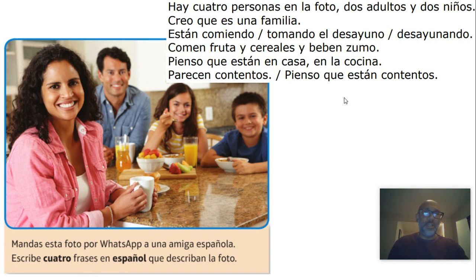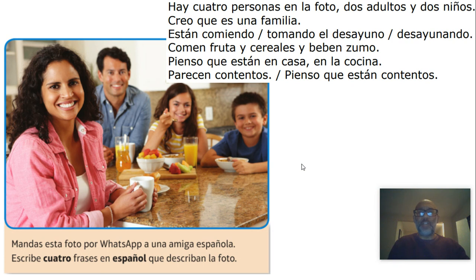Other ideas, so we've mentioned what you can see. You can use hay, there is, for anything you can see. For example, hay zumo, there is juice. Hay cereales, there is cereal. Hay fruta, there is fruit. Hay una mesa, there's a table. Hay una silla, or hay sillas, there are chairs. So again, even though you can't necessarily see all the chairs, you can assume that there are chairs. You can make assumptions.